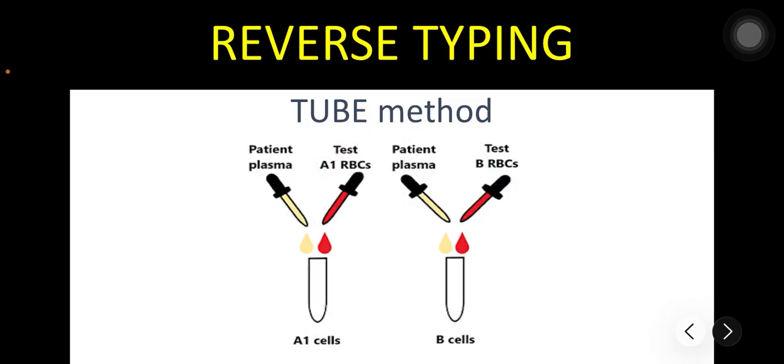Now let's talk about the reverse typing tube method. It's the traditional manual technique for reverse grouping because ABO antibodies are primarily of the IgM class. They react optimally in the immediate spin phase at room temperature, usually 20 to 24 degrees Celsius. With the same procedure, the medical technologist will label 2 test tubes for the A1 and B cells. Then you add 2 drops of the patient's serum or plasma to each tube, and then 1 drop of known commercial reagent red cells, a 2 to 5% suspension of A1 and B cells.